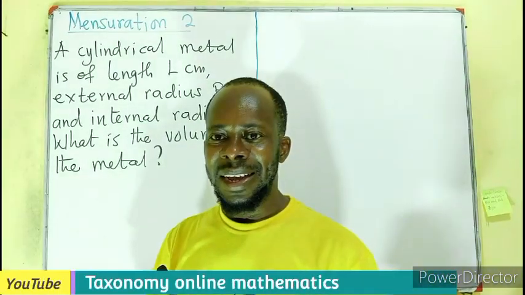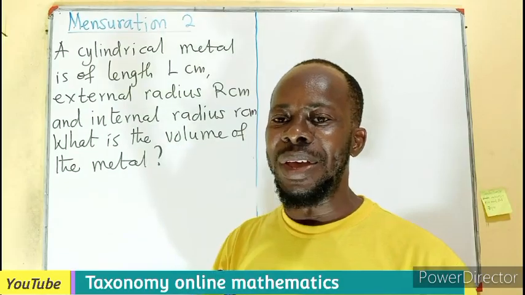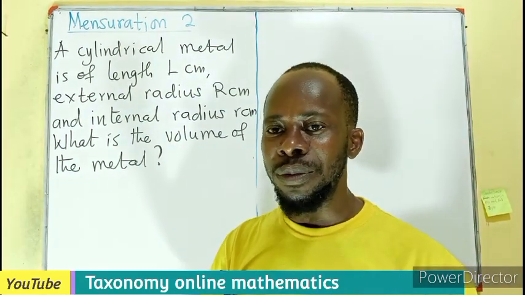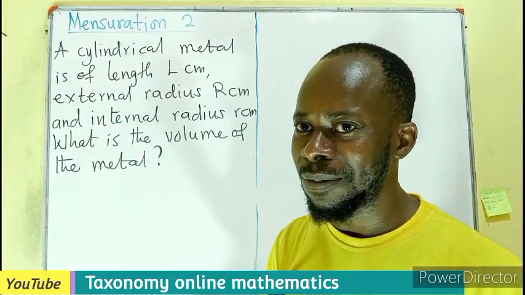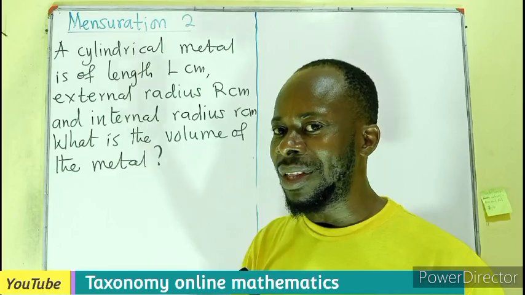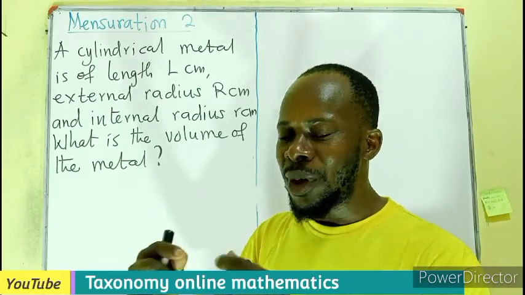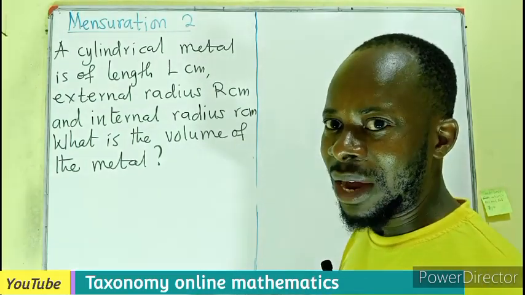Hello. In a discussion we had on Mean Fraction 2, we found the volumes of prisms. This is a continuation of that discussion, where in finding the volume of a prism, we deal with that of a cuboid, a cube, and a cylinder. So we are having a question in that regard.